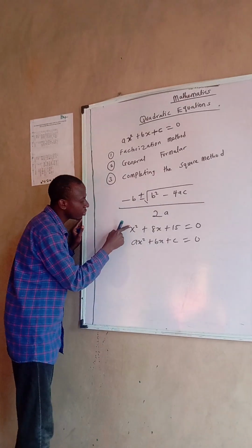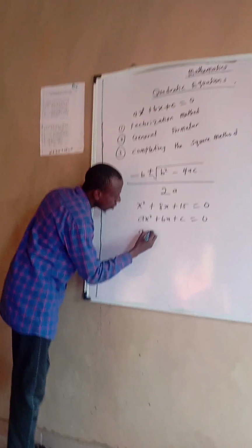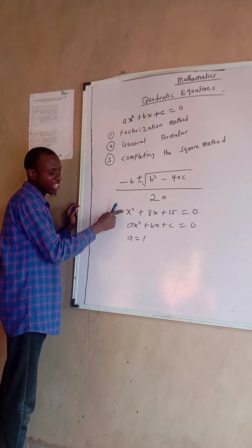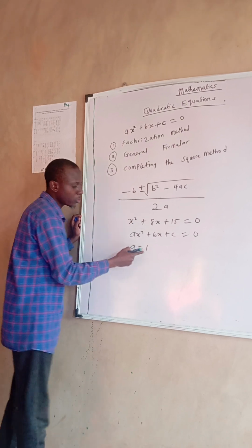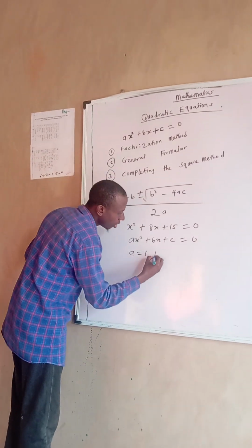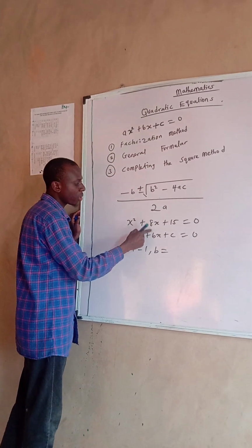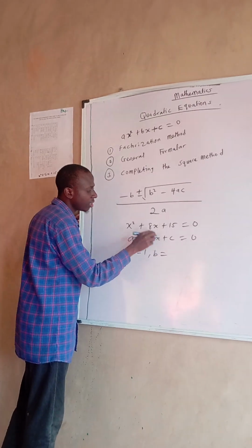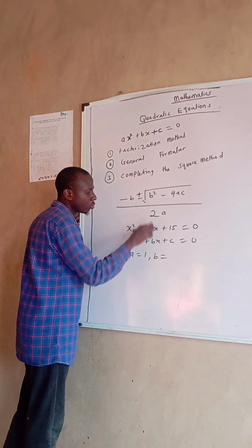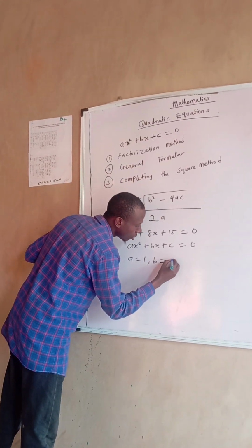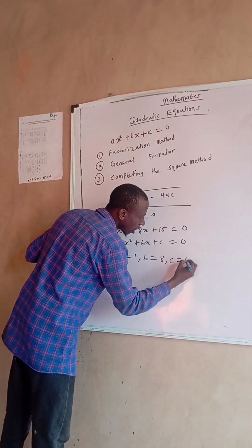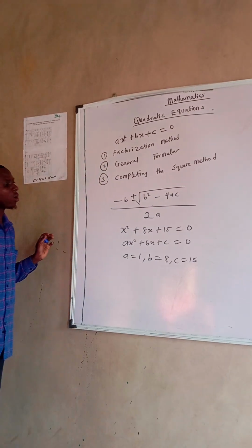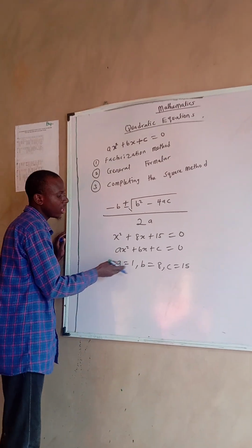Now, if you compare it with this, our a here will be what? 1, because there is a 1 here, which is invisible. 1 times x squared is still x squared. So our a will be 1. The value of b here, if you compare, this one is bx, this one is 8x. So our value of b will be 8. Our c is a constant number, 15. Now, these are our values of a, b, c.